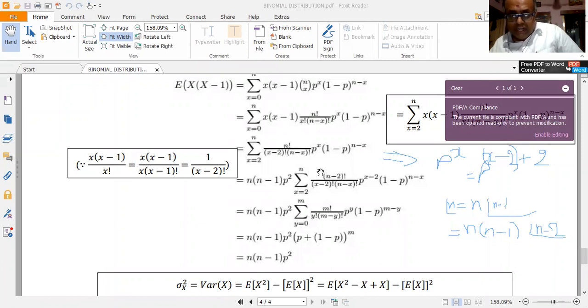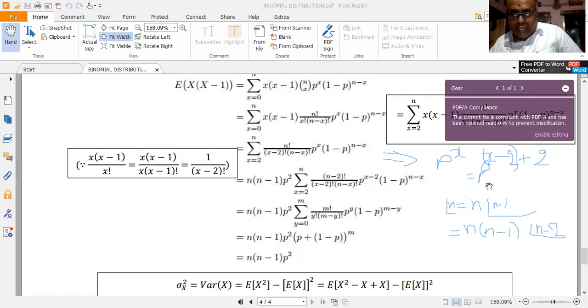But n into n minus 1 is a constant because the summation is with respect to x. So this n into n minus 1, I can take it outside. Factorial n can be written as n into n minus 1 into factorial n minus 2, but since n into n minus 1 is a constant, instead of writing it inside, I am taking it outside here. Next, p to the power of x is equal to p to the power of x minus 2 plus 2.